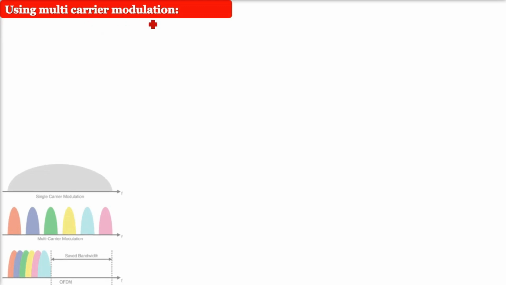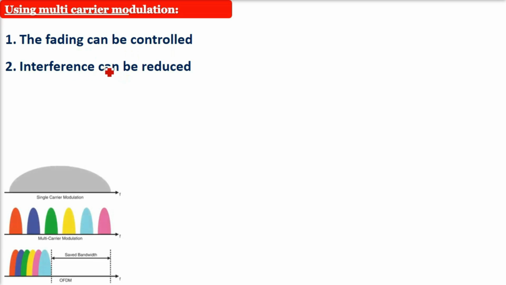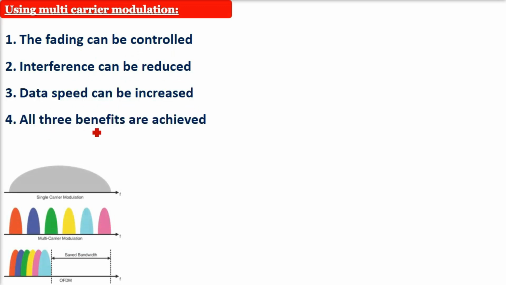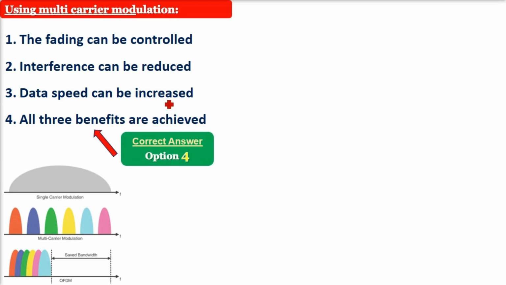Using multi-carrier modulation, the options are: the fading can be controlled, interference can be reduced, data speed can be increased. All three benefits are achieved. The correct option is all three benefits are achieved.